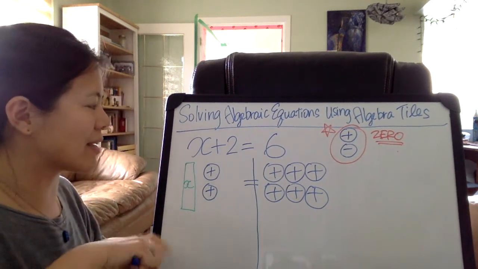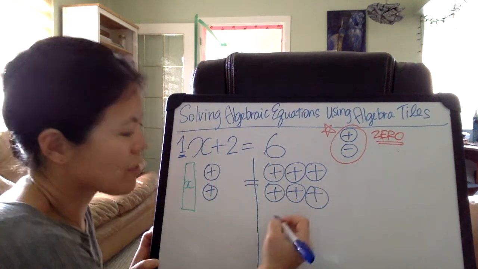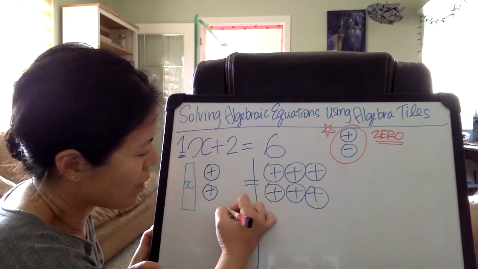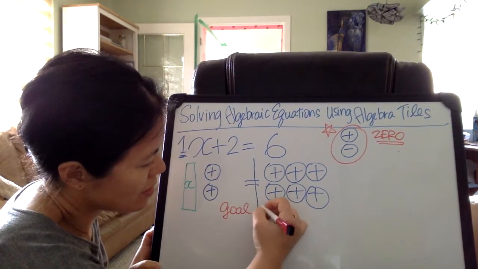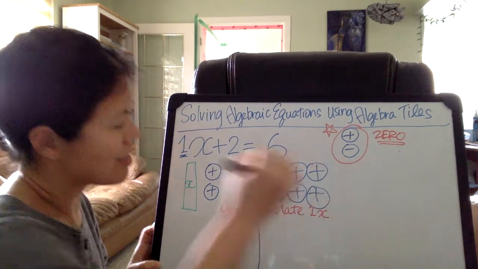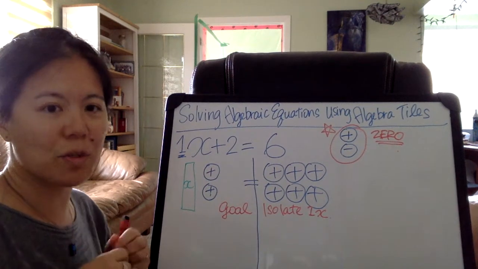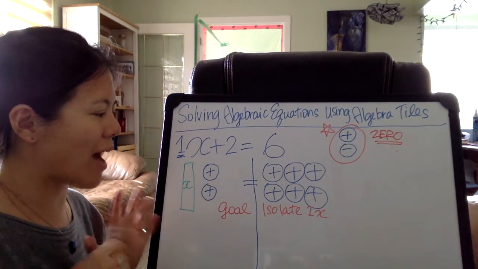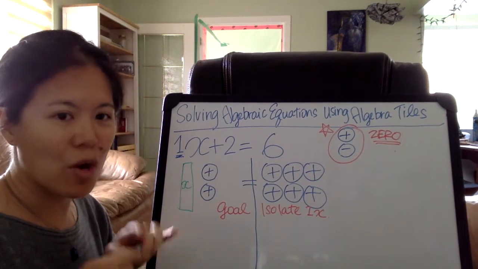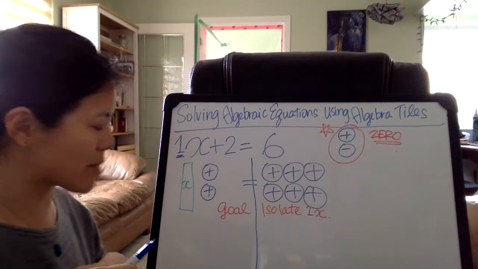My goal is to isolate x so I can figure out what x is. Imagine that there's a little 1 right over there. My goal is to isolate 1x. So what is in the way? Those two positive tiles are in the way. So I want to do something so that I can take them away. What can I do? Well, that's when the zero principle comes into play.